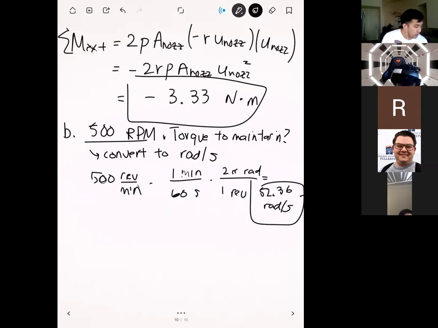And so now that we computed the rotational speed in radians per second, we can actually compute the actual velocity of the sprinkler head. So this is not the velocity of the fluid that's coming out of the sprinkler head, but because the sprinkler head itself is rotating, now that it's spinning at 500 RPM, we need to compute that actual velocity.